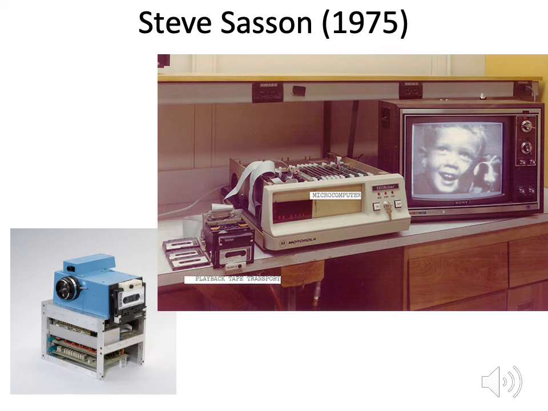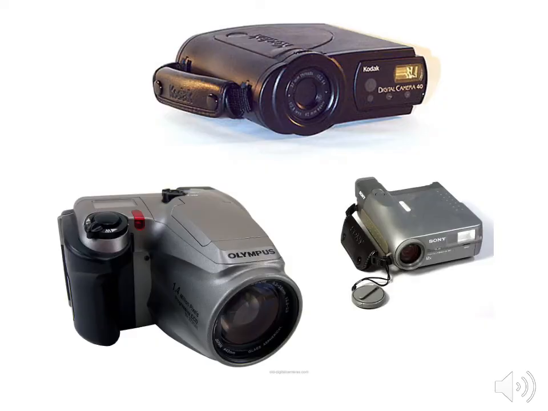But he created these 0.01 black and white megapixel photos, and they were produced onto cassette tape, if you know what that is. It's a small little film-based tape that recorded images. The first photograph took 23 seconds to create, and to play back the images to view them, the data was read from that tape and displayed onto a television set. So here's some digital cameras that followed with this technology. Here we have a Kodak, an Olympus, and a Sony.